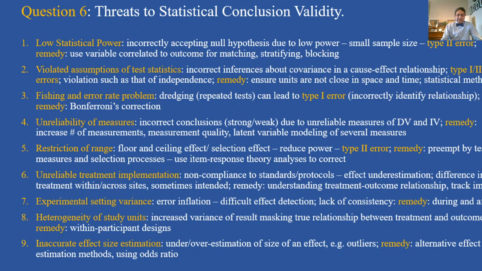Threat number 9 is inaccurate effect size estimation, which is under or overestimation, for example, which commonly occurs due to presence of outliers in a study or in a sample. The solution is usually to use odds ratio or alternate effect size estimation during the analysis. So those were the threats to statistical conclusion validity. Pretty dense to understand, but I hope it was at least a little bit clearer. Let's move on.